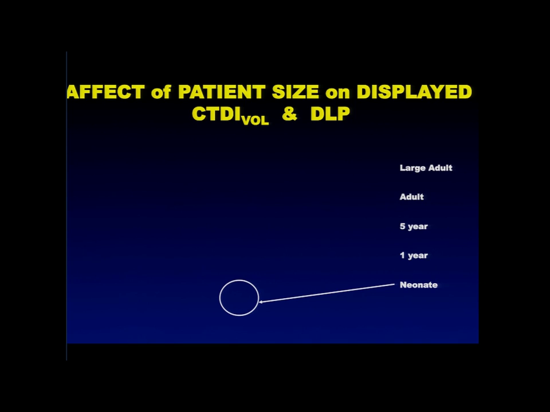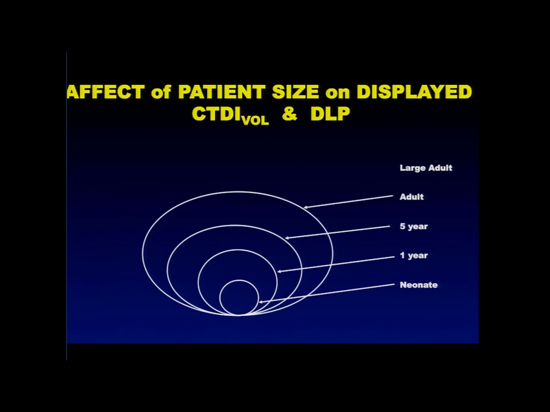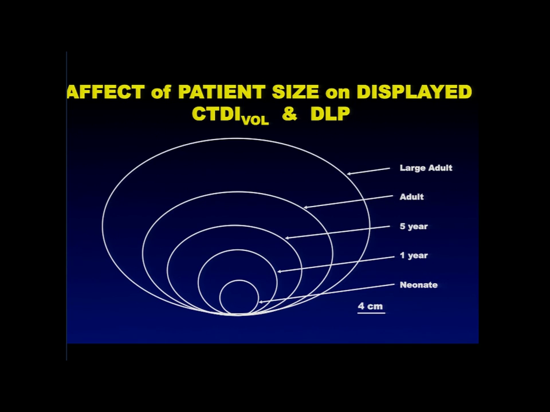The effect of patient size on the displayed CTDI vol and DLP is important. This is the size of a neonate. Here's a 1-year-old, a 5-year-old, an adult, and a large adult. And then this is a scale drawing, and it turns out that that short bar is equal to 4 centimeters. And what's significant about 4 centimeters?